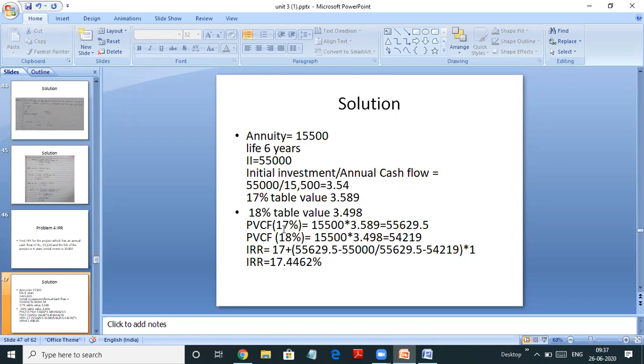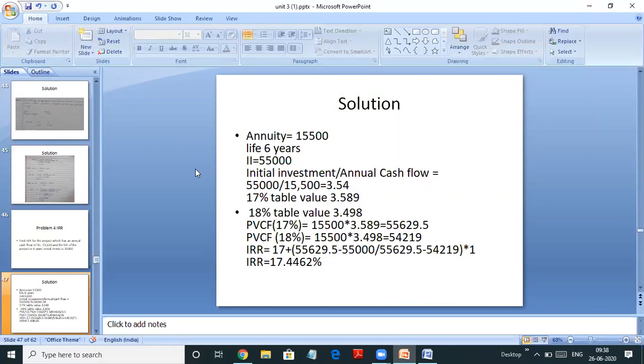So we'll find the present value of cash flow at 17%, which is nothing but annual cash flow into the present value annuity factor 3.589. You get 55,629.5, and at 18% you do 15,500 into 3.498, you get 54,219. We put it in the IRR formula: lower rate 17% plus 55,629.5, present value at lower rate, minus initial investment, divided by present value at lower rate minus present value at higher rate, into difference of rate. You get 17.4462%.